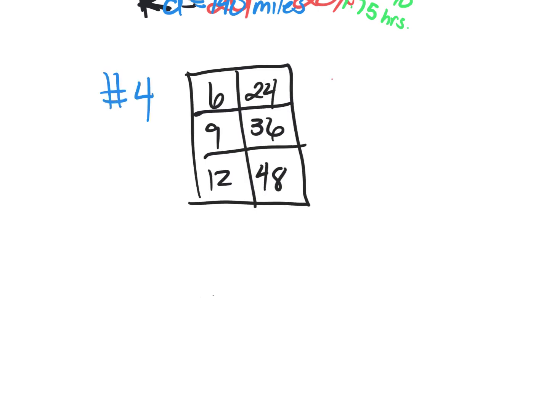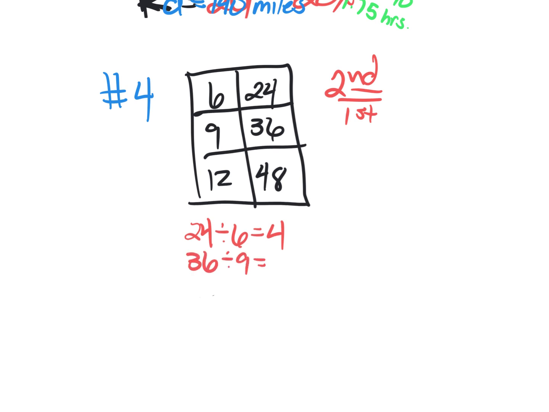All right, on number 4, it's just going to give you a chart, and you have to tell me, is the chart proportional? So remember, we just have to find the constant of proportionality for each one of the rows. So second column divided by first column. So the first one, I'm going to go 24 divided by 6, I get 4. Second row, 36 divided by 9, I get 4. And the last one, 48 divided by 12, I get 4. So yes, this is proportional.